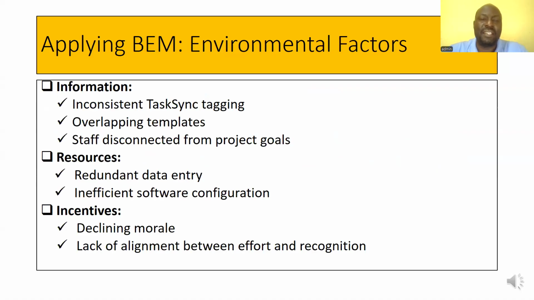So, applying the behavior engineering model, how do we analyze the environmental factors? We do this by looking at 3 categories of factors: the information factors, the resource factors, and the incentive factors. Under the information factors, we see inconsistent task sync tagging, overlapping templates, and staff disconnected from project goals. Under resources, we see redundant data entry and inefficient software configuration. We see incentive challenges that are causing declining morale and lack of alignment between effort and recognition.